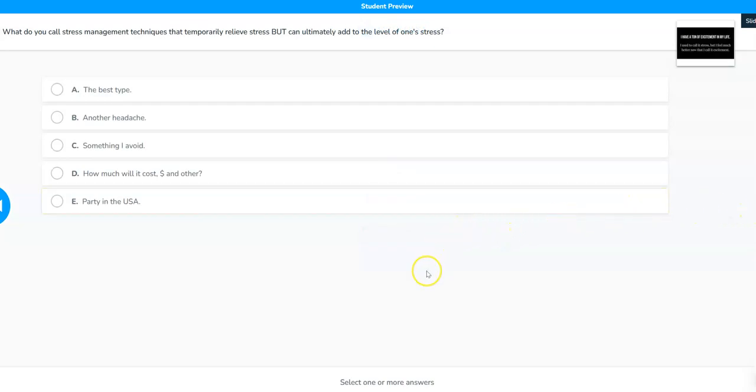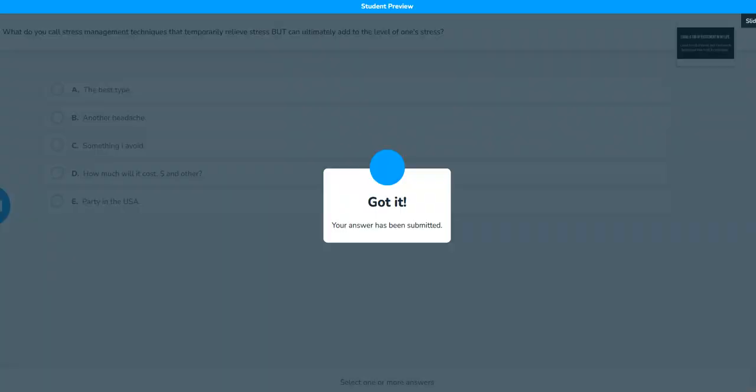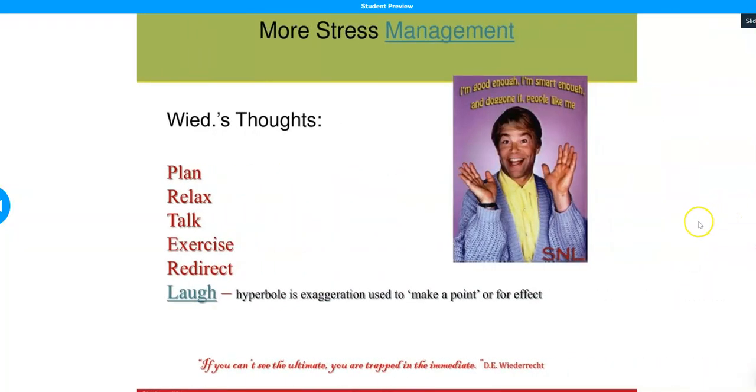So here's a question. What do you call stress management techniques that temporarily relieve stress, but ultimately add to the level of stress? The best type, another headache, something I avoid. How much will it cost? Money and other, and then party in the USA. So what are some ways that people negatively manage stress, whether that's retail therapy or tobacco, alcohol, or drugs, or sex, or gambling, all the different items that are out there, gaming, binge eating. So I have 6 items that these are my thoughts on stress management.